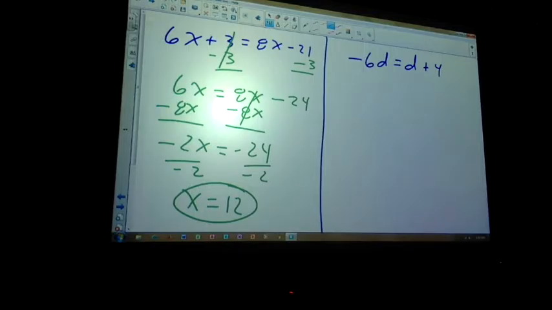So on that problem, I could have subtracted 6x as my first thing. I could have subtracted 8x. I could have added 21. So there's multiple places you could start that problem, and you're still going to get the same outcome.